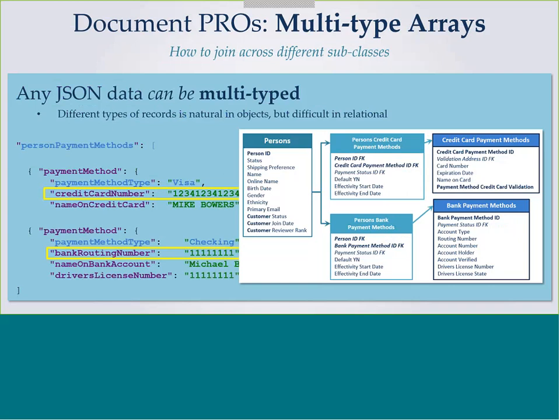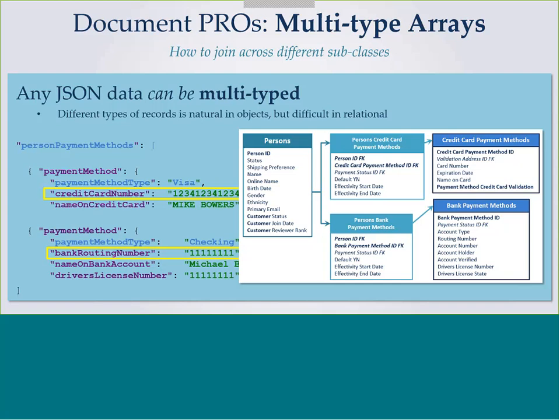JSON data can be multi-typed. I talked about that. But here's an array of objects. Each object is a different type. The first object is the payment method for a credit card. The second object is the payment method for a checking account. That's very simple in JSON because I can have an array, and each item in the array can have a different type. And the code can just loop through it and say, oh, yeah, it's a Visa type, therefore I do this. It's a checking account, I do that. Very easy in development to use this structure.